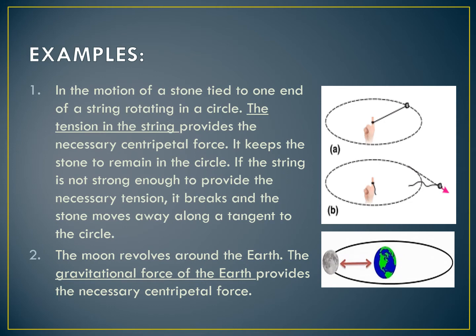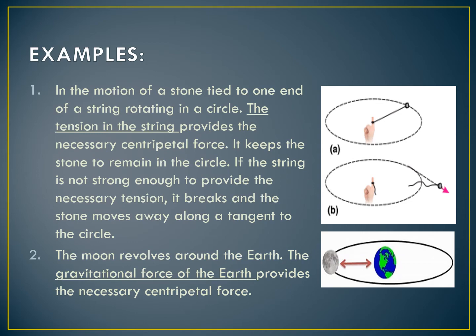Example number 1 is the motion of a stone tied to one end of a string and moving in a circle. The force that keeps the stone moving in a circular path is tension in the string. This tension in the string provides the necessary centripetal force to keep the stone moving in a circle. But if the string is not strong enough to provide the tension, then it breaks and the stone becomes free. Now it is not bound to move along a circular path.